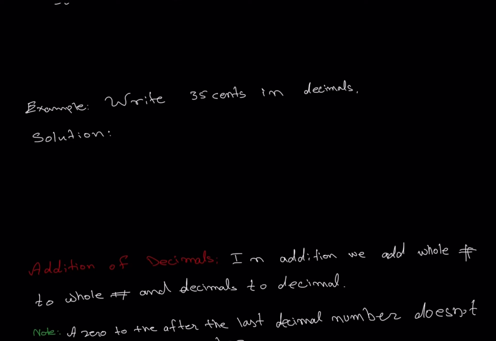Okay, right, 35 cents in decimals. We know 35 cents are like 35 over 100. So if you divide 35 over 100, it will be 0.35. That will be our answer.